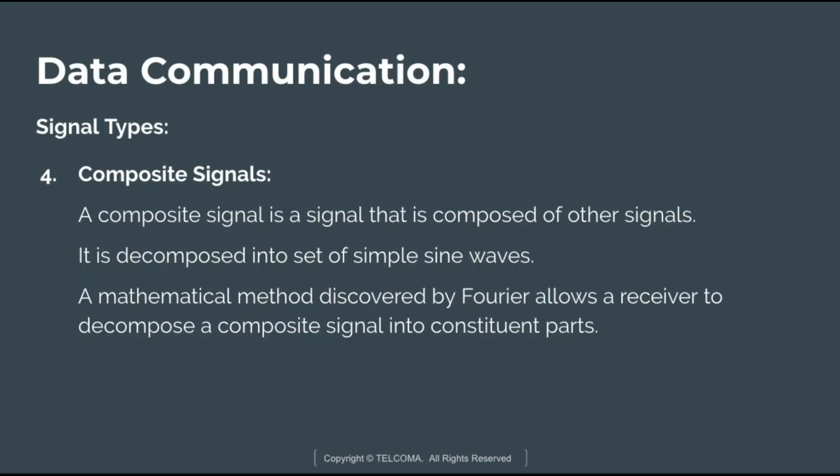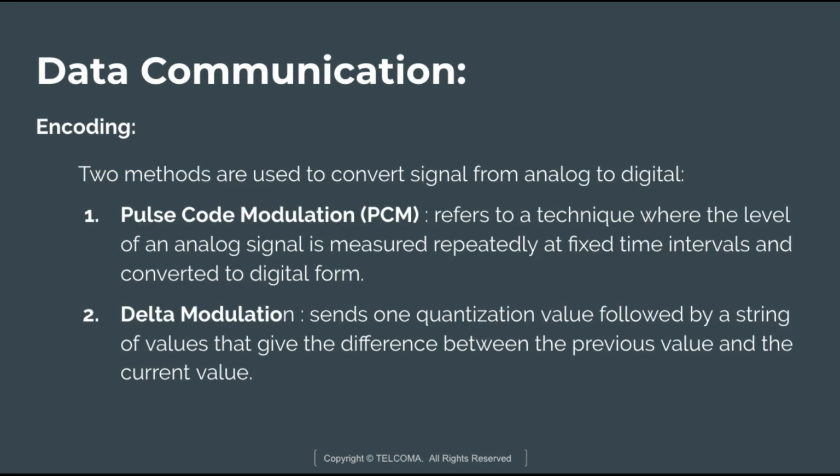Next is the composite signal. Here a composite signal is a signal that is composed of other signals, or that is the combination of different signals. It is decomposed into a set of simple sine waves, using a mathematical method discovered by Fourier which allows a receiver to decompose a composite signal into separate parts.